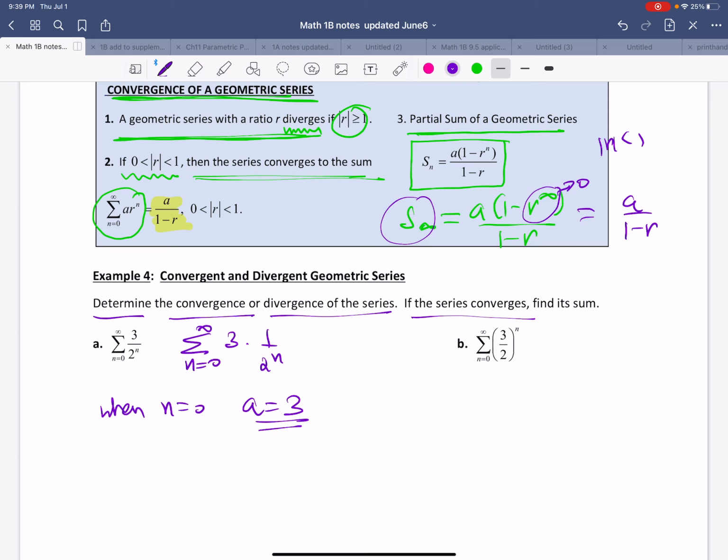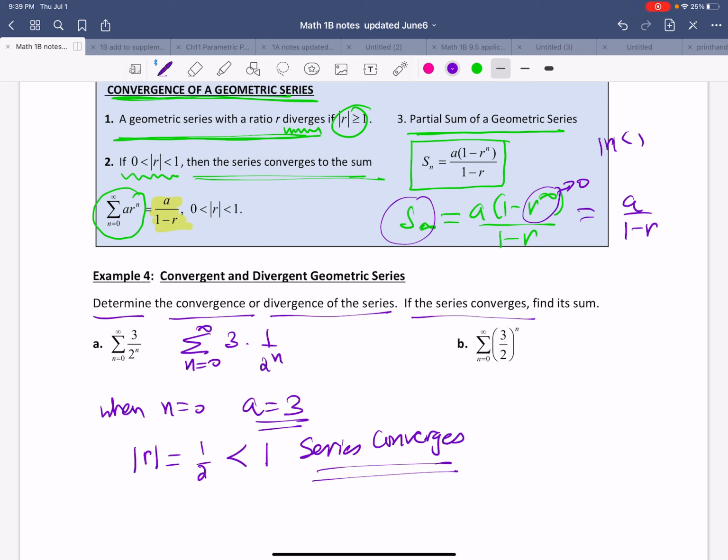What is the absolute value of r in this case? What number am I multiplying with each time I go? I'm multiplying with 1/2. For the first term, I'm multiplying with 1 over 2 to the 0 power, which is just 1. And for the second term, I will be multiplying with 1 over 2. Third term, 1 over 2 squared. Fourth term, 1 over 2 to the third power. So I'm multiplying with 1/2 as I'm going. And the absolute value of 1/2 is less than 1. That means the series converges, because the absolute value of the common ratio is less than 1.